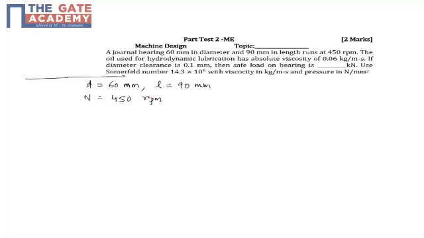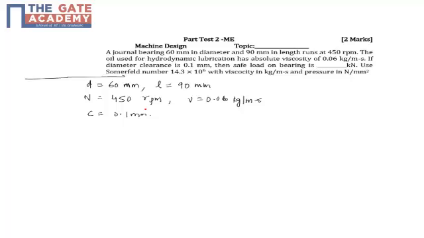The oil which is used for hydrodynamic lubrication has an absolute viscosity given as 0.06. I'm not sure of the symbol, but it's not kinematic, it's dynamic viscosity. The diametral clearance, written as small c, is 0.1 mm, and the safe load on the bearing is to be found using the Sommerfeld number. The Sommerfeld number is a dimensionless design number used for designing journal bearings.